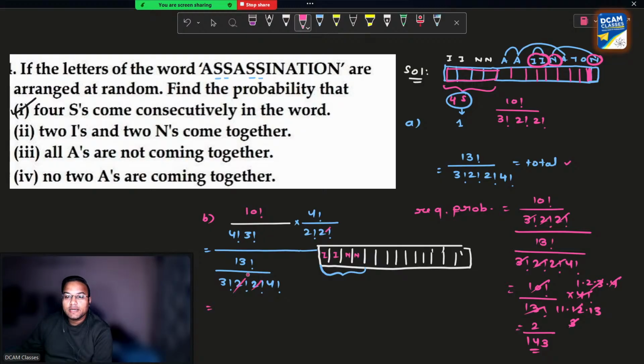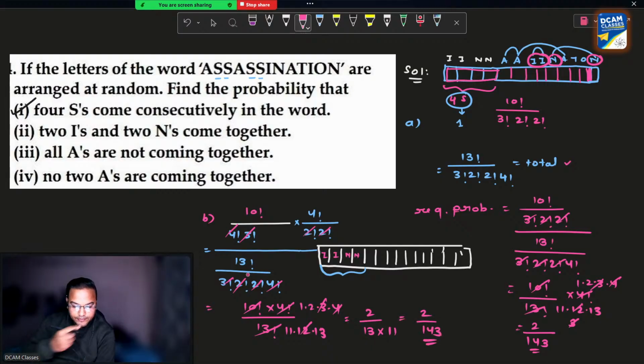2 factorial will get cancelled, 4 factorial into 3 factorial will get cancelled again. So it will be 10 factorial into 4 factorial divided by 13 factorial, which is 11 into 12 into 13. 1, 2, 3, 4. This is there. 2 by 13 into 11. 2 by 13 into 11 is what? Again 2 by 143. 13 into 11 is 143, na? 2 by 143. Let me check the answer again if you're getting. Again we are getting the same answer.